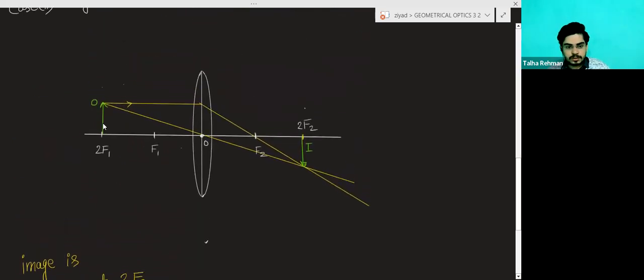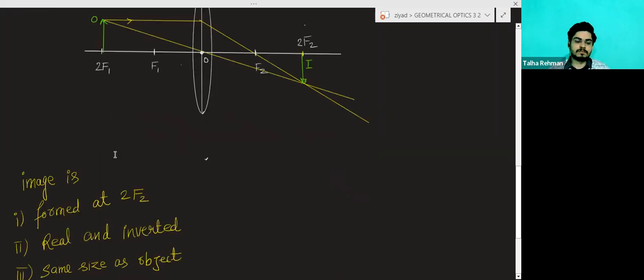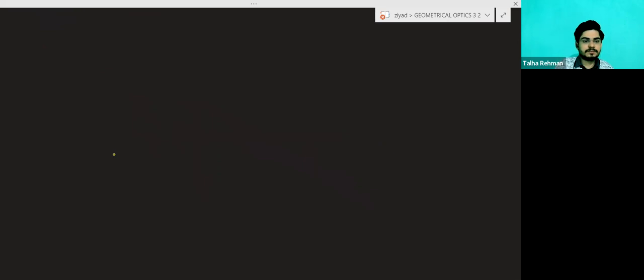Now this object I will place between F1 and 2F1 here. Then we will see where the image will form. Case number three.